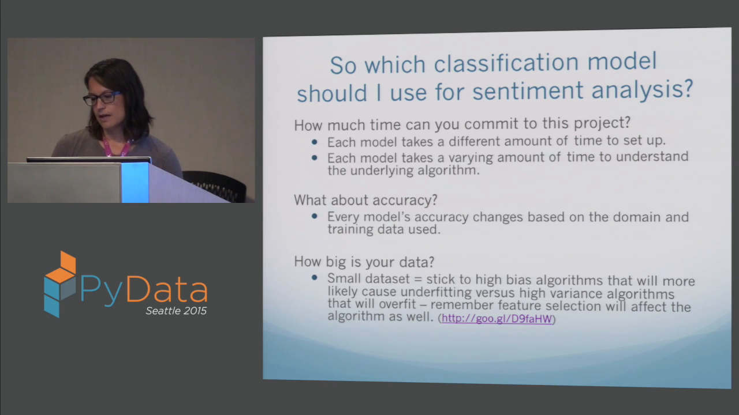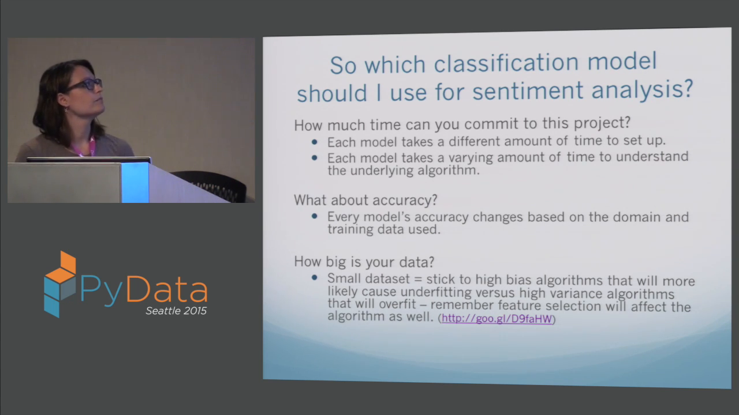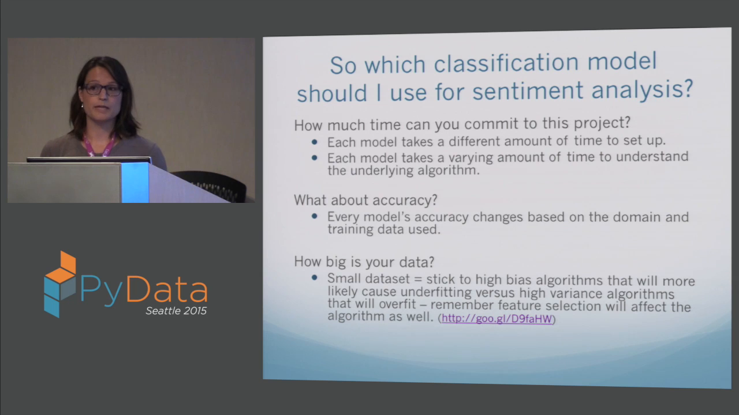So maximum entropy, out of these examples, probably takes the longest of the three to set up, and it's more complicated to understand. But since I've read recently that it sometimes beats the Naïve Bayes classifier, I'm definitely going to take the time to look into that and learn about it more.